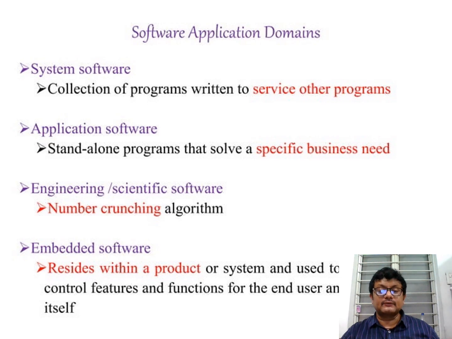Next, what are software application domains? System software is a collection of programs written to service other programs. Application software is standalone programs that solve a specific business need. Engineering or scientific software, number crunching algorithms. Embedded software resides within a product or system and is used to control the features and functions for the end user and by itself.